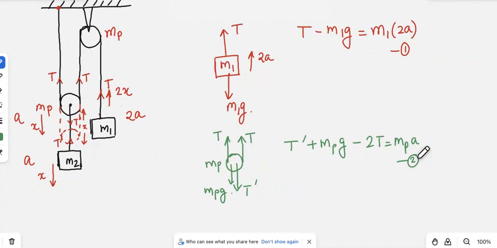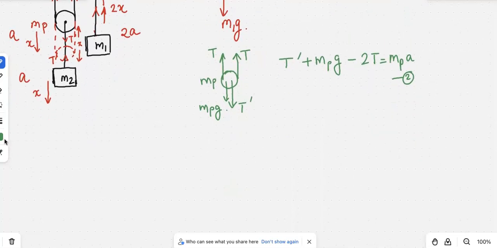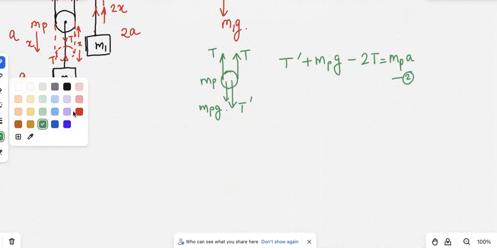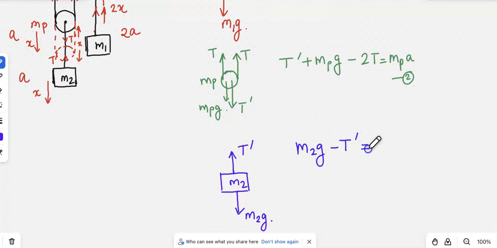So you got two equations. Let's write the third equation, that will be for mass m2. For mass m2, let's use a different color. Let's use purple color. So this is mass m2. The tension T dash is upwards and m2g force is downwards, and there is no other force. So this is m2g minus T dash is equal to m2a. That is the third equation.